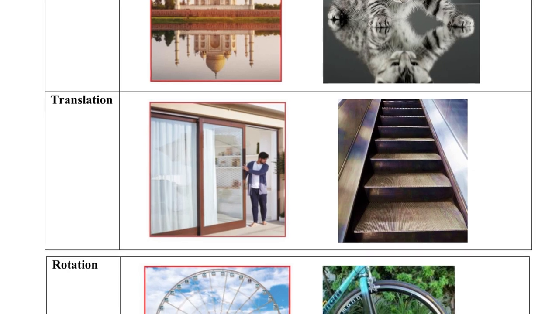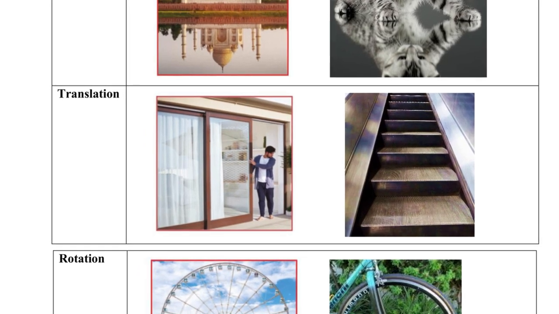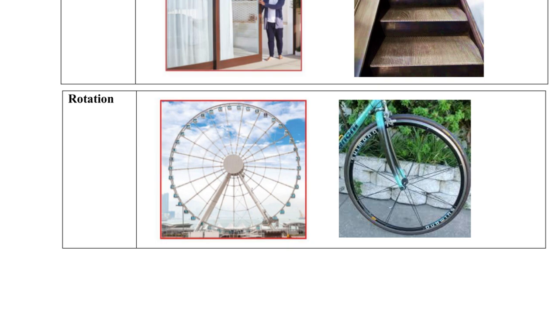For translation, when we move the object from one place to the other, left, right, up, down, or in certain angles, the shape and the size do not change. Similarly, for rotation, they do not change.